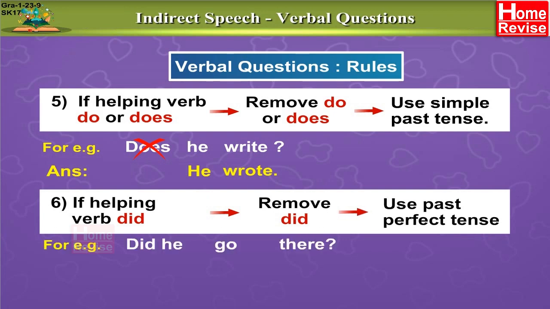For example, did he go there? According to the rule, remove did and go is the verb. Change it into past perfect tense. It becomes had gone. So your answer will be he had gone there. In reported speech, did he go there becomes he had gone there. Full stop.